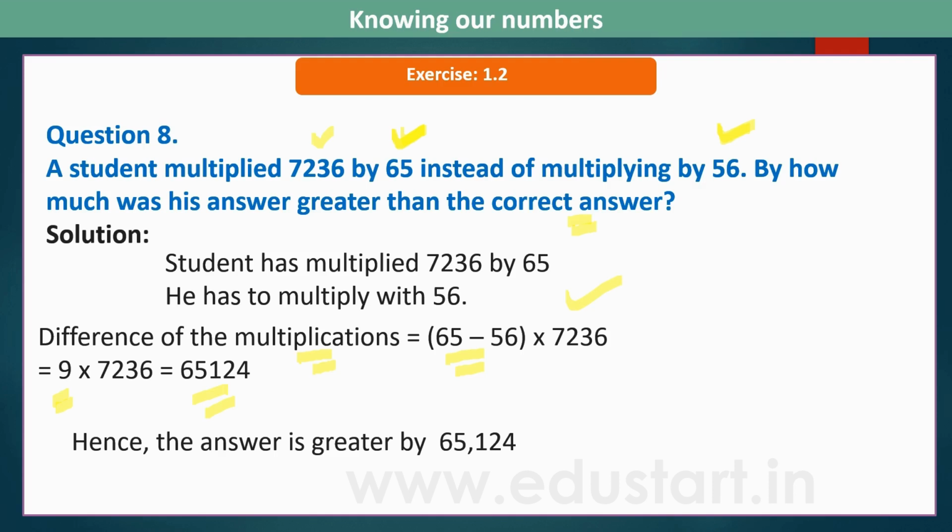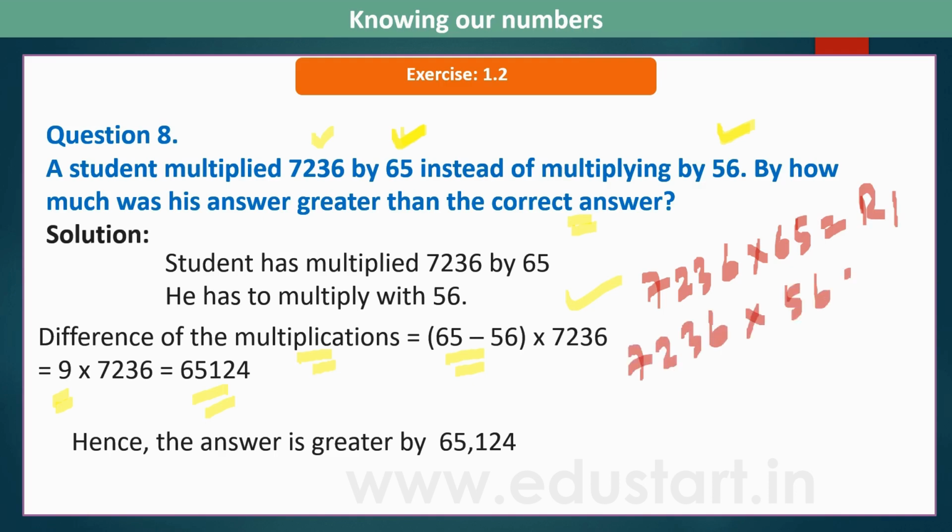Now if you do it in another way, 7236 into 65, you will get result 1. 7236 into 56 is equal to result 2. So the answer is equal to result 1 minus result 2. But this is a bigger process. So better what you do is 65 minus 56 into 7236. Okay, so this is the answer, 65,124. Understood?